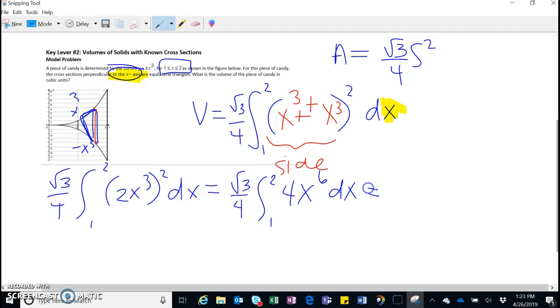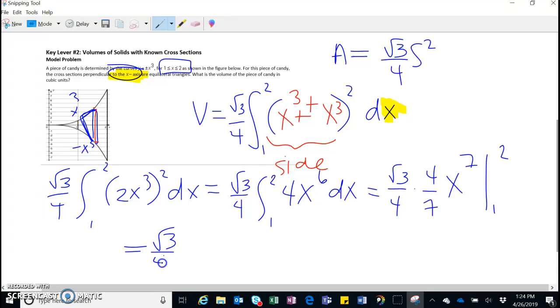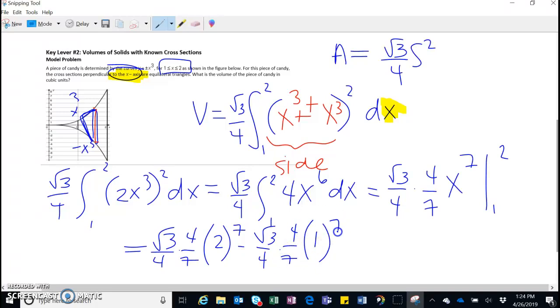And now I can do some integration. I have that root 3 over 4, and now 4/7 x to the 7 from 1 to 2, which the 2 goes in first, root 3 over 4 times 4/7, I'll clean that up in a minute, times 2 to the 7 minus root 3 over 4 times 4/7 of 1 to the 7th.